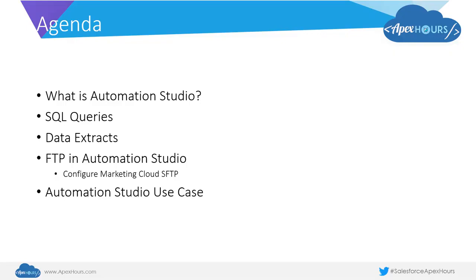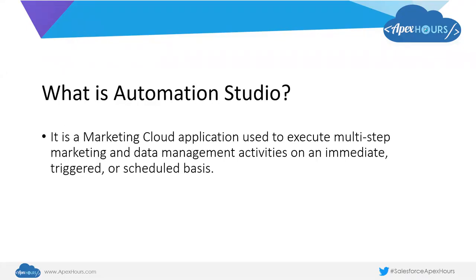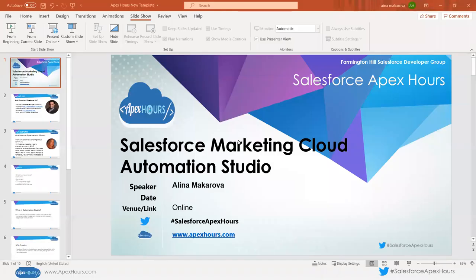So let's move on. What is Automation Studio? It is a Marketing Cloud application that is used to execute multi-step marketing and data management activities on an immediate, triggered, or scheduled basis, basically using a canvas where you can drag and drop different activities to automate your marketing processes. I'm going to quickly show how it actually looks.